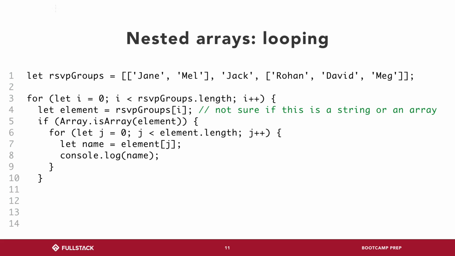And so usually every time you write a for loop and you're iterating through, you kind of want to set... you don't have to do this. They could have just done if array is array at RSVP groups I, you know?